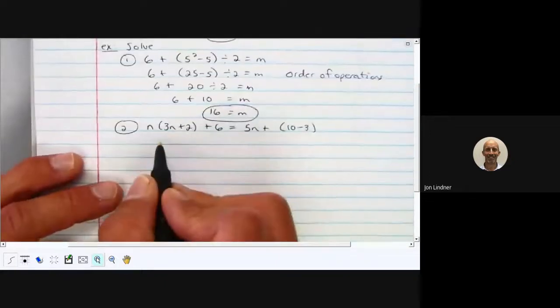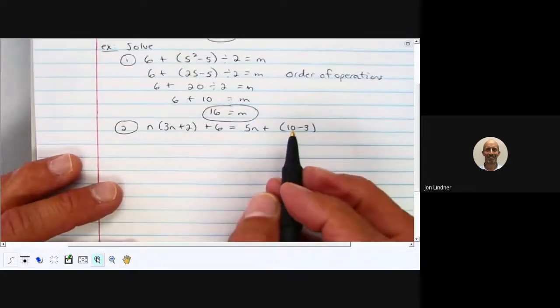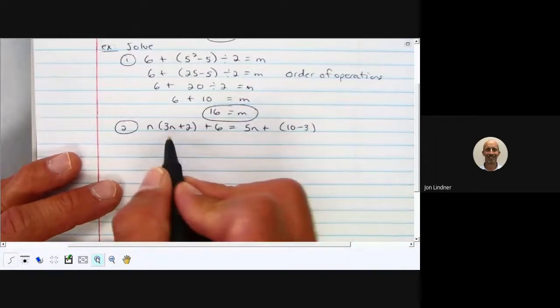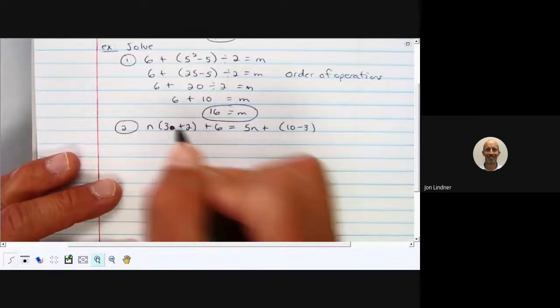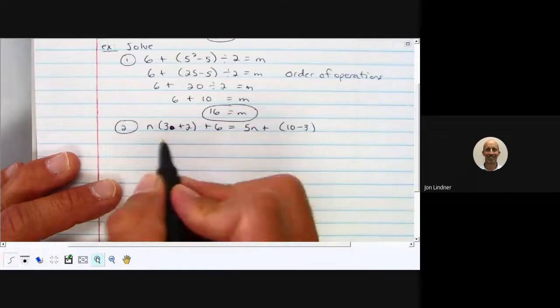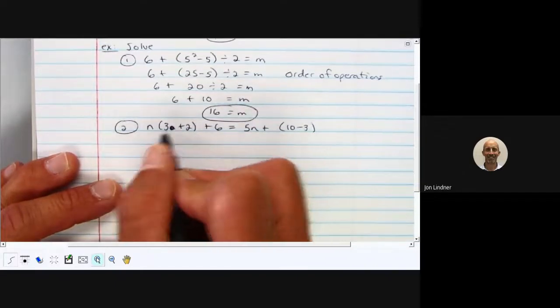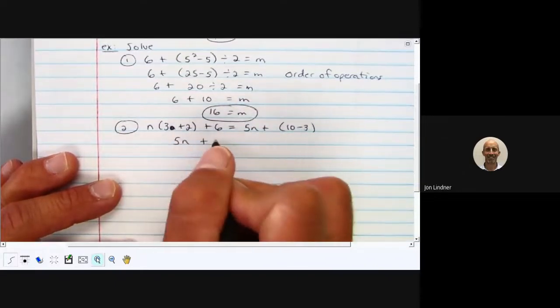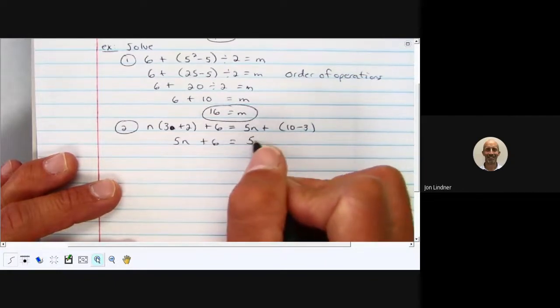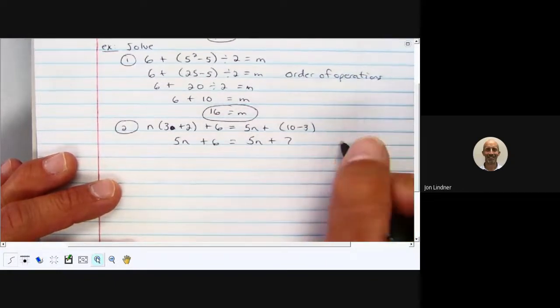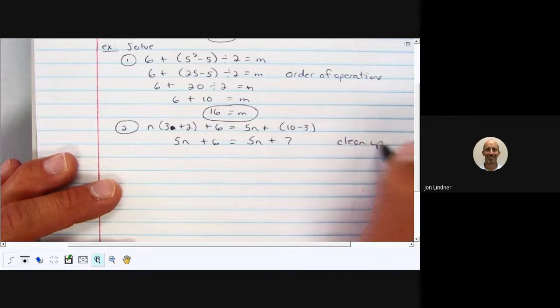Well, here, by the way, this n right here should not be there. That should just be 3 plus 2. So 3 plus 2 is 5. So this is the same thing as 5n plus 6. And this is the same thing as 5n plus 7. All I did here was clean this up.